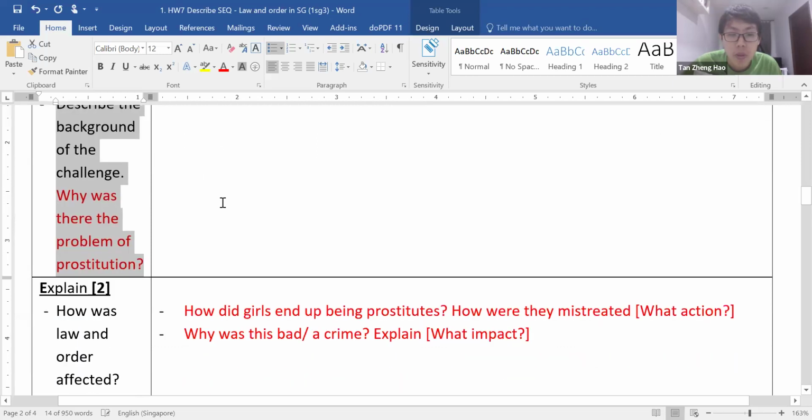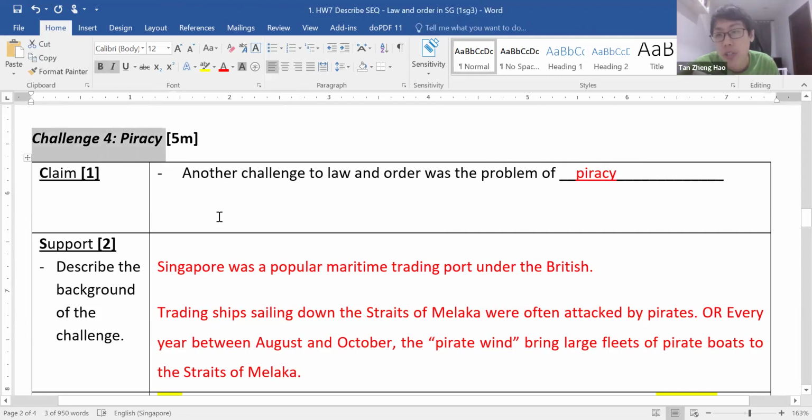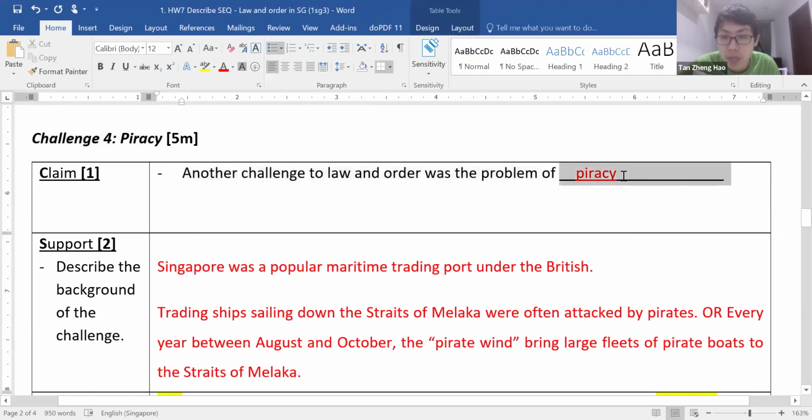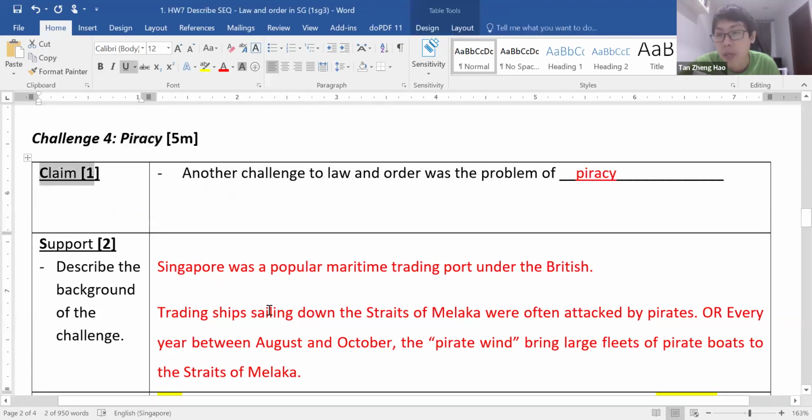All right. So maybe let me start with an easier one, the one with the bigger blank rather, and help you out. So you can take down some of my answers here. Okay. So this is challenge 4. Please look at your second page. Challenge 4. So one challenge to law and order was the problem of piracy. So you can fill out piracy because I already indicated we want to talk about piracy. So that's your claim. We want to talk about the point of piracy.